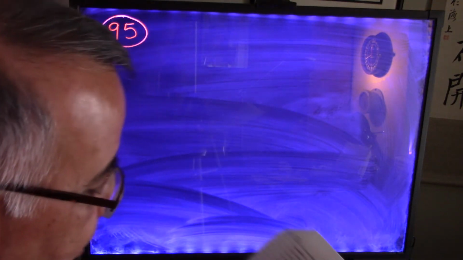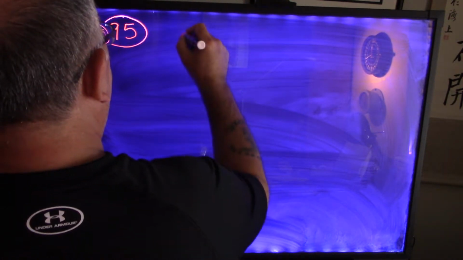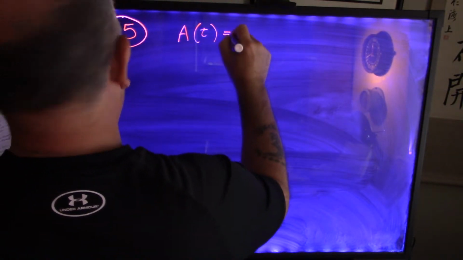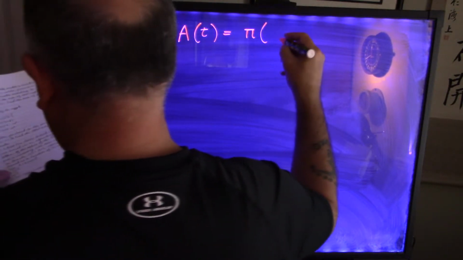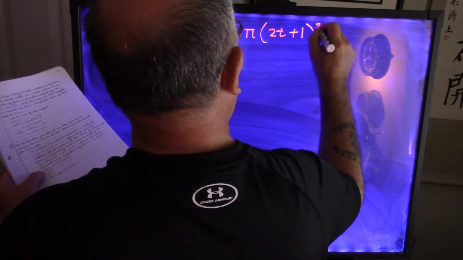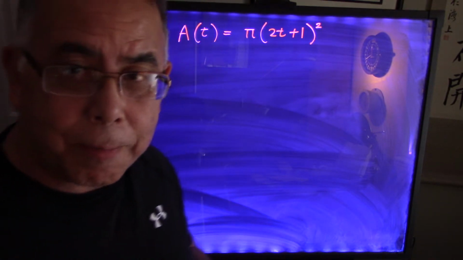And again, we do it the same way as we did the last problem, 93. So it's the same kind of problem. Use A equals pi r squared, but for r use 2t plus 1. So we get a function A of t equal to pi times (2t plus 1) quantity squared. So that's our area function in problem 94.